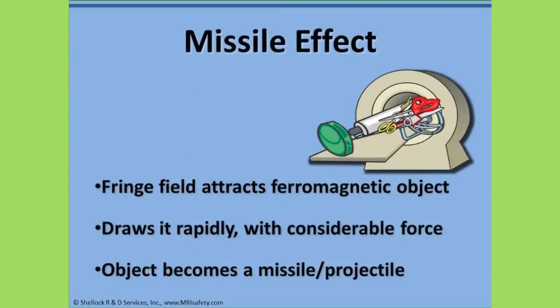As I previously mentioned, one of the potential problems related to the static magnetic field of the scanner is the missile or projectile effect. This refers to the capability of the fringe field of the magnet to attract a ferromagnetic object, drawing it rapidly into the scanner by considerable force. Obviously, the missile effect is one of the more critical safety issues related to the static magnetic field because accidents can occur that result in serious injuries. In addition, the scanner may sustain damage due to the impact from a large ferromagnetic object.